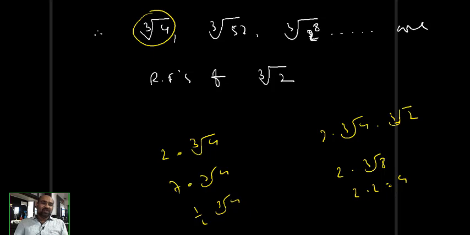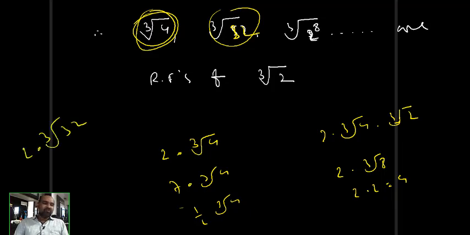What is the meaning of that? If this is RF, all rational multiples of cube root of 4 are also RF only. If this is RF, all rational multiples of cube root of 32, that one, not 52, 32, are also RF only. What is the meaning of that? If cube root of 32 is RF, 2 into cube root of 32 is another RF, 7 into cube root of 32 is another RF. What is the meaning of that? RFs of a surd are infinitely many.